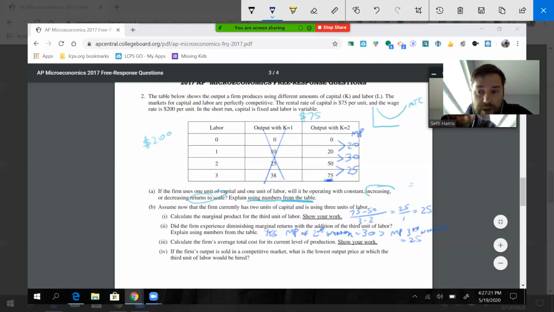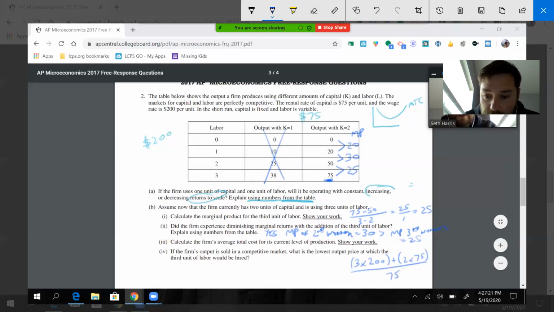Okay, part 3. Calculate the firm's average total cost for its current level of production and show your work. Let's do this over here. We have 3 units of labor at $200 a piece, plus 2 units of capital at $75 a piece. And then we need to take that all over our output, because the average total cost is average per unit, so we need to divide that by our output.